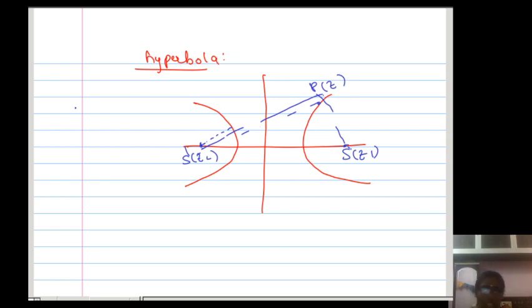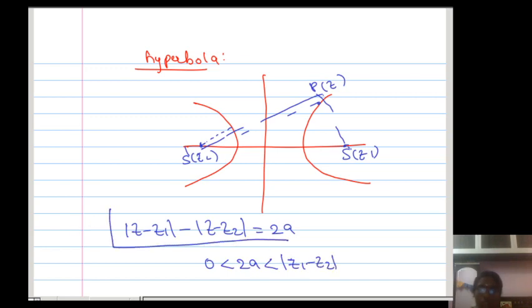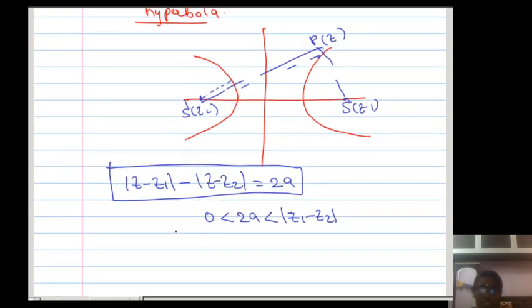So what am I telling geometrically, what is the meaning here? |Z minus Z1| minus |Z minus Z2| is equal to 2a, where the distance between Z1 and Z2 is greater than this 2a. That is, 2a is less than |Z1 minus Z2|. Look at this carefully. In the previous case we took the sum, here the difference.